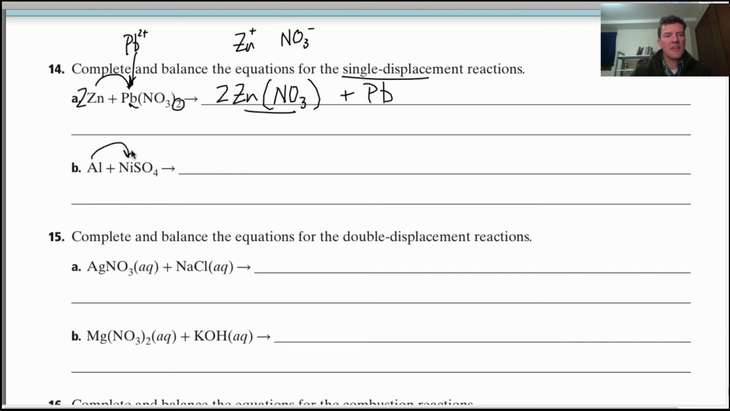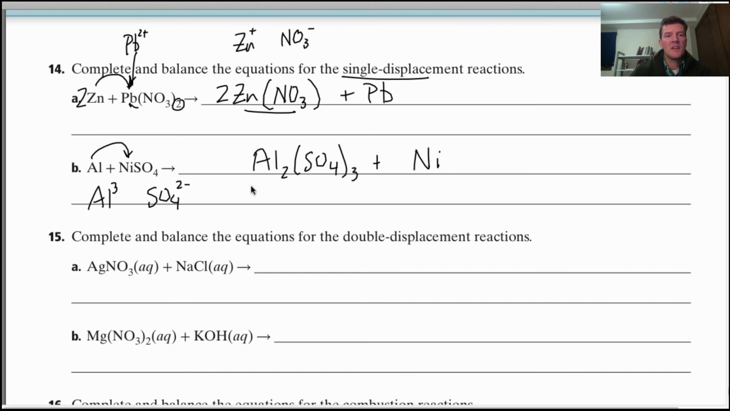Aluminum is going to kick out that nickel, and now the nickel is going to be by itself, and the aluminum is going to be in the compound with the sulfate. Now, aluminum forms a +3. Sulfate is a 2-. So the 2 is going to go for the aluminum, and the 3, you're going to have 3 sulfates to form that correct formula.